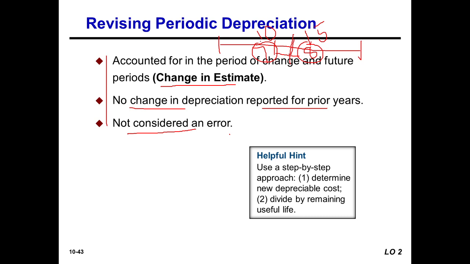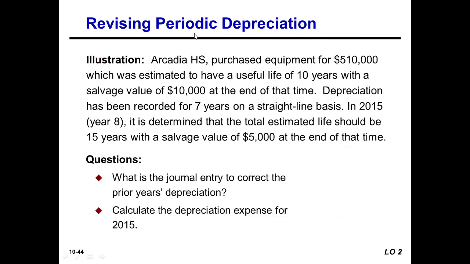Now we show an example. Here we have a helpful line. Use a step-by-step approach. Number 1, determine the new depreciation cost. Number 2, divide by remaining useful life. This is the first point, and dividing by remaining useful life is the second point. Now, for revising periodic depreciation, please see the example attentively.